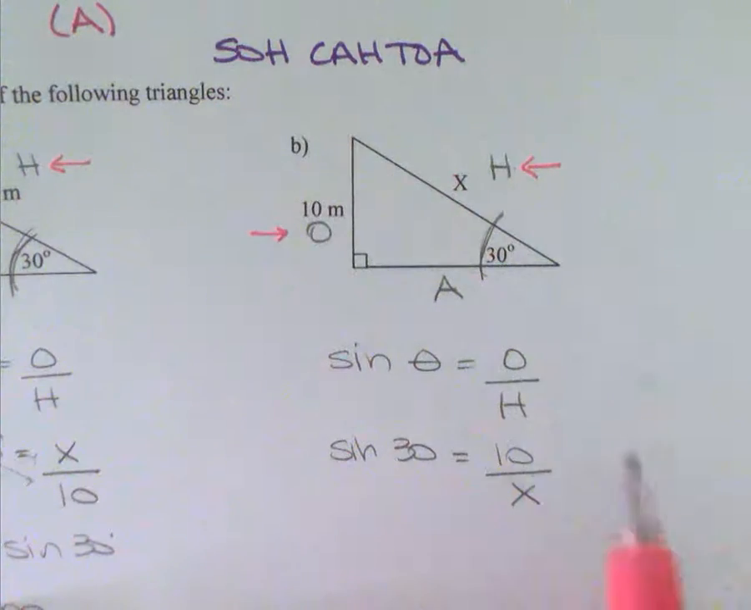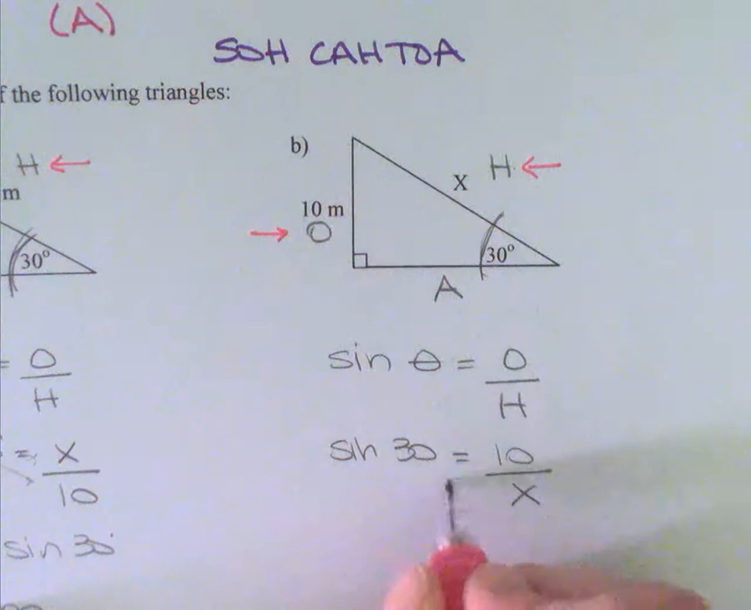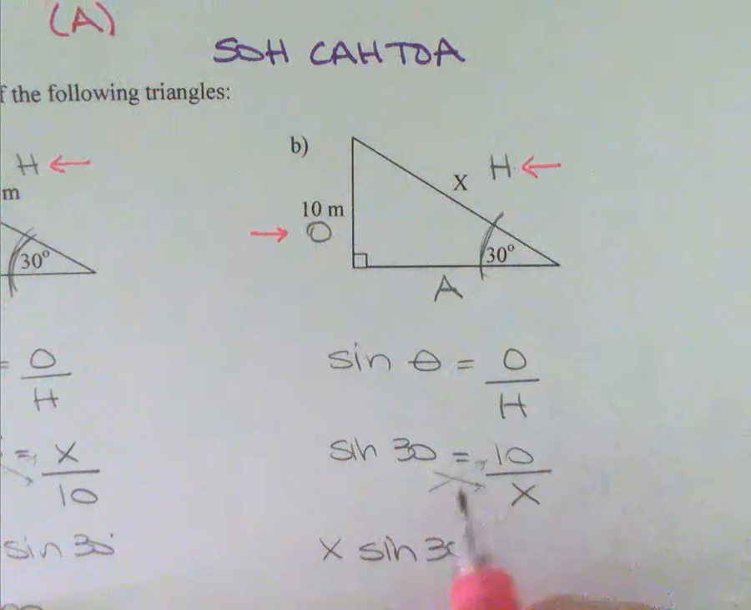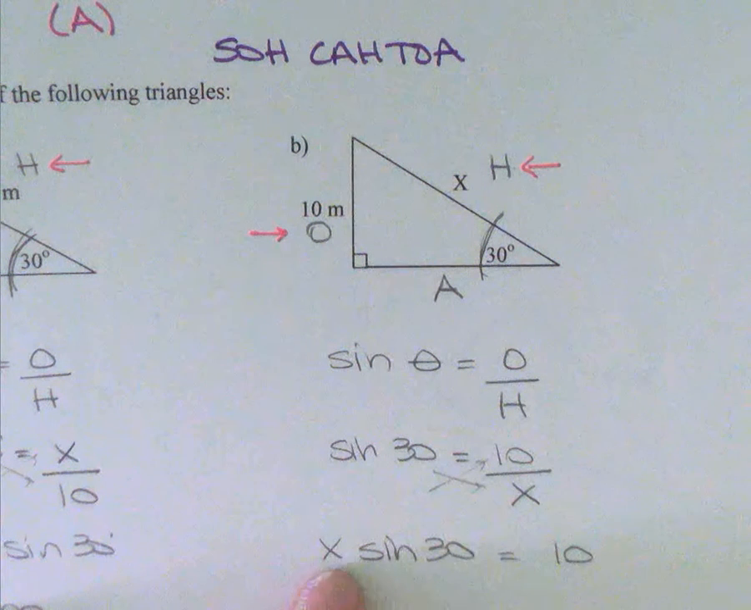So now I'm looking for something on the bottom. All the other ones we've been doing, we've been looking for something on the top. Doesn't change entirely what I do, though. I'm still going to cross multiply. But now I've got x times sine 30. X is going to still go on the right, and I have 1 times 10. Still don't know what x is because it's being multiplied by sine 30. It isn't all by itself right now. It needs to be isolated.